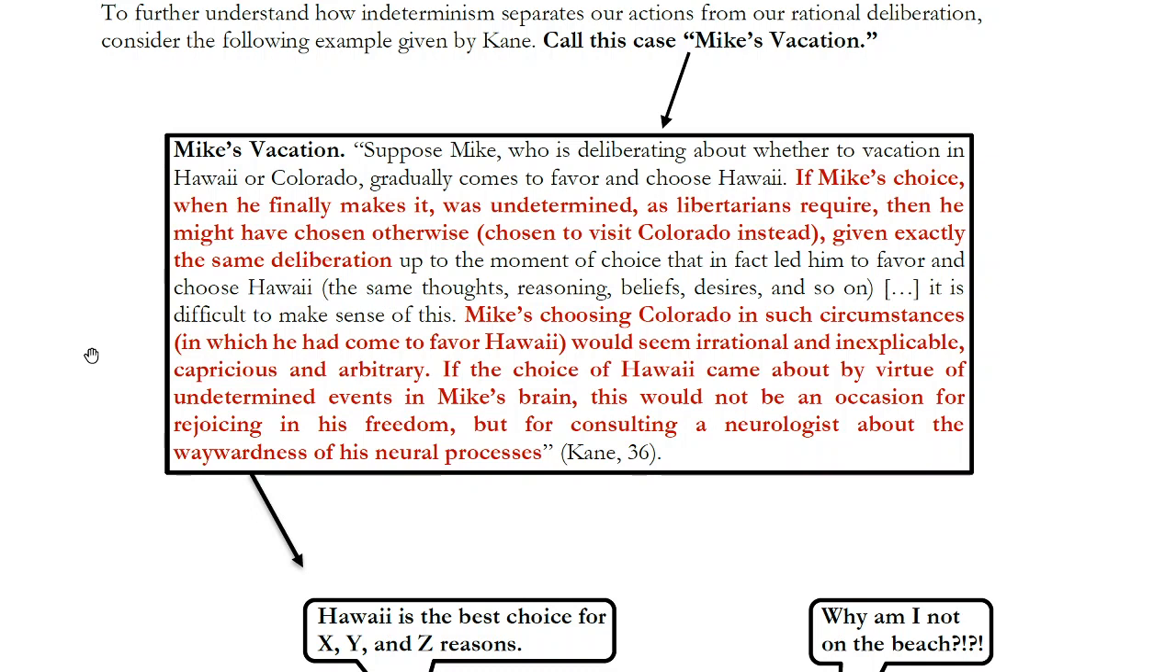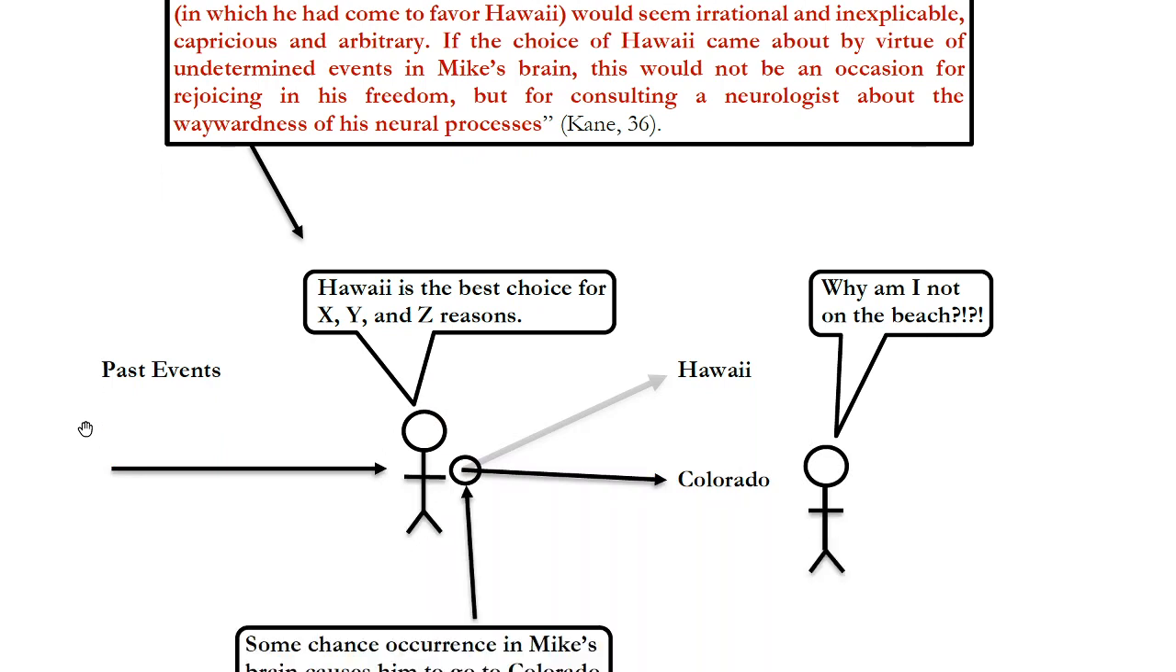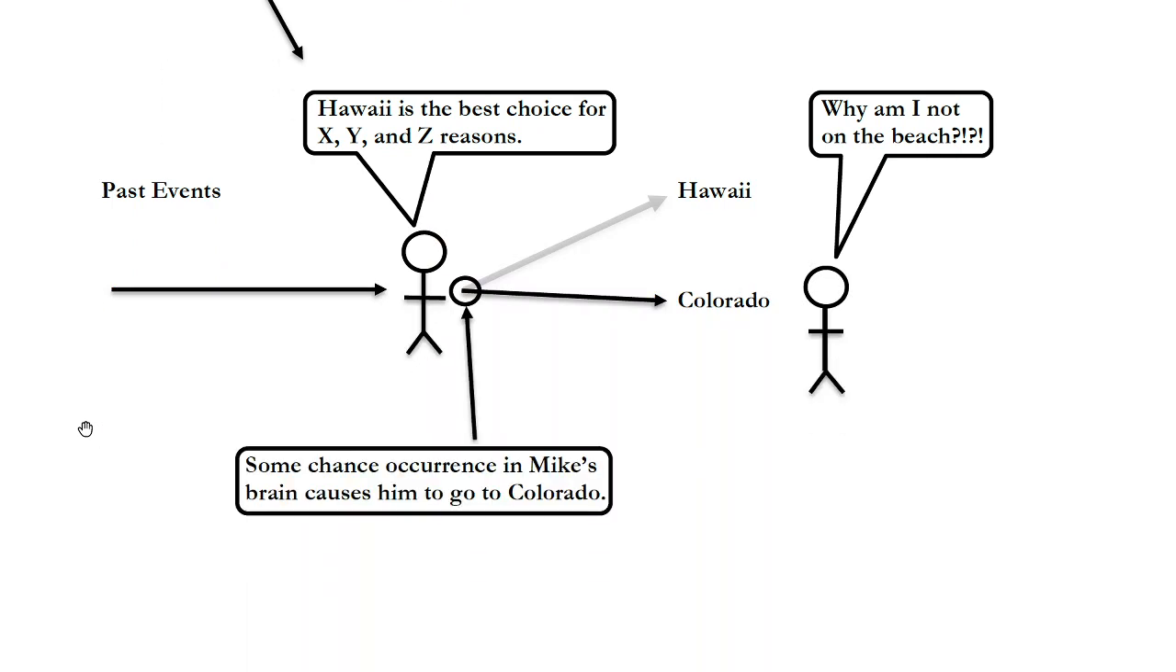He might have gone to Colorado instead, given exactly the same deliberation up to the moment of choice. That means the same thoughts, reasoning, beliefs, desires, and so on. It is difficult to make sense of this. So the first point Kane makes is that if indeterminism is true, then we imagine the following situation.